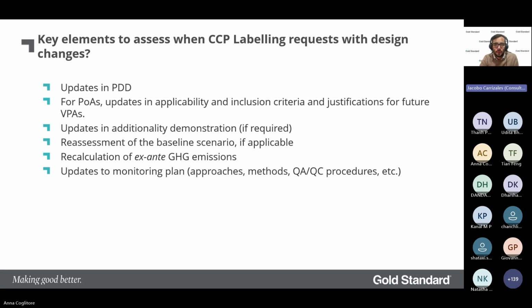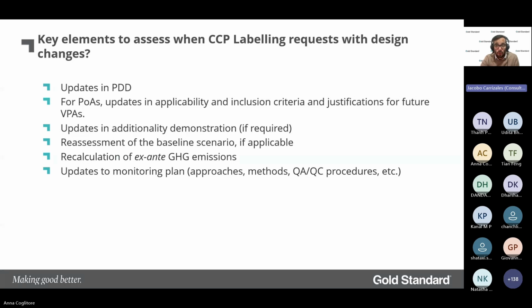Since the focus of this presentation is to provide tools to VVBs, we decided to ask a question to ourselves. What could be the key elements that VVBs have to take into account when a CCP labeling request is on the way, and what's the VVB role? First, what we would expect from VVB is to review, and of course the project is to review, all changes and updates in the project description document. Every single change of the project has to be visible in the PD.